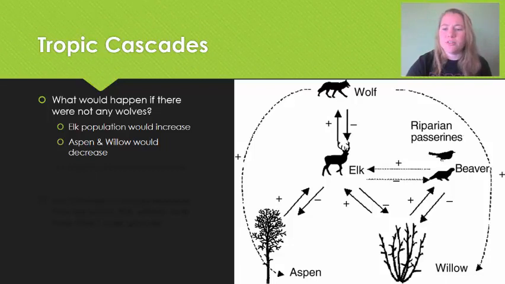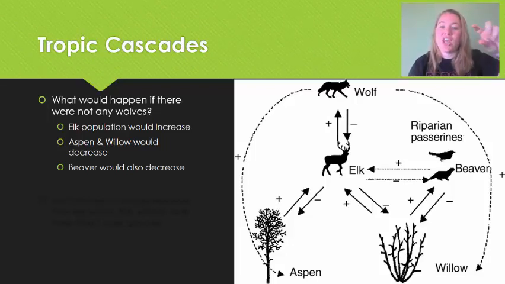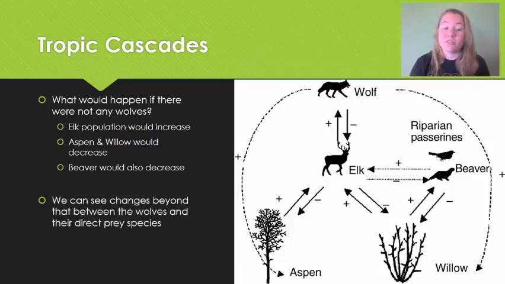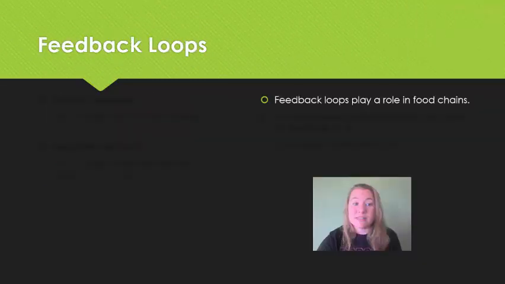But what about beavers? If you have fewer willow, what does that mean for beavers? Well, that's a direct relationship because you have the plus arrow. So fewer willow means fewer beavers. So having this change in the wolf population impacts the other levels. We see changes beyond that between the wolves and their direct prey species.